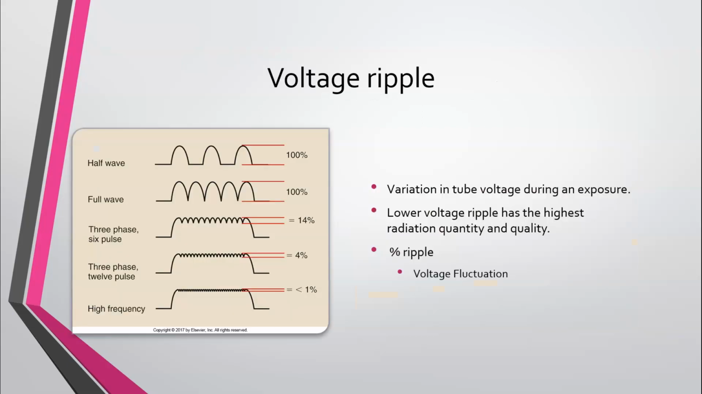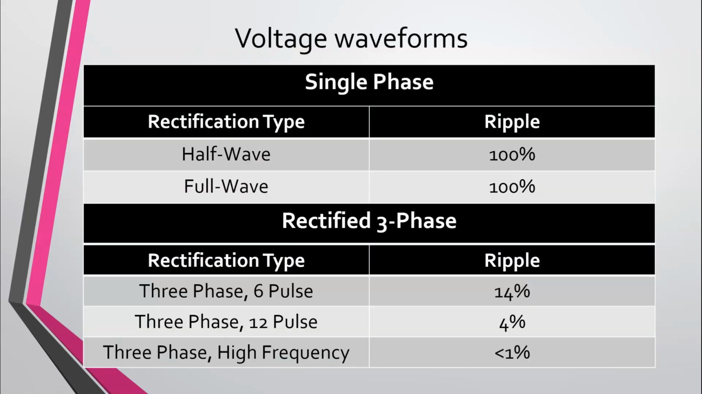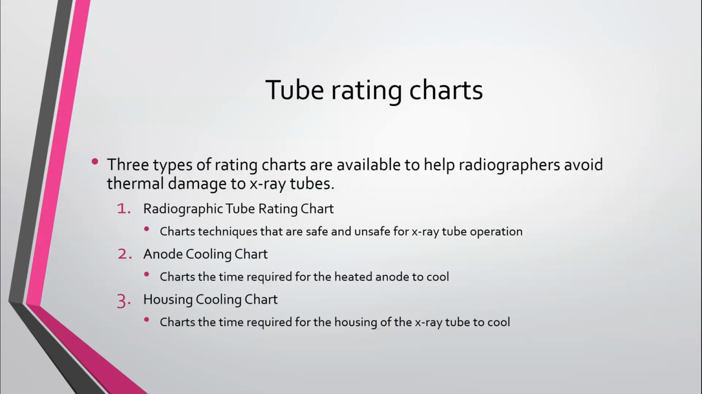Okay, so you can look here, you can see the variations. So half wave, 100%, full wave, 100%. We go to 3-phase 6 pulse, we're at 14. 3-phase 12 pulse, we're at 4, so that's pretty good. And we've got high frequency, which is less than 1%, which is fantastic. You don't want any fluctuation. All right, so this is saying the same thing.